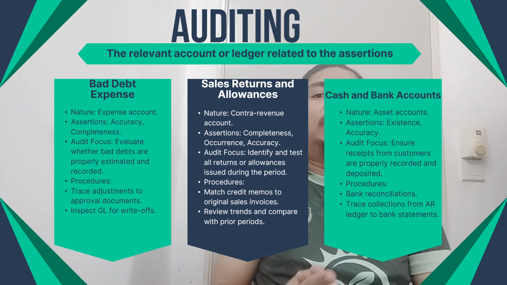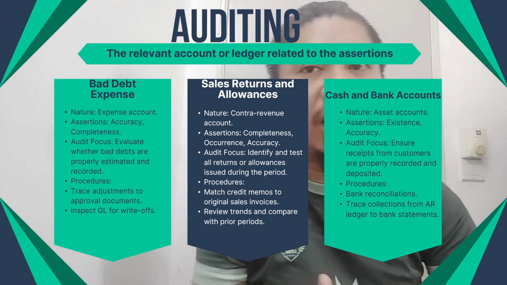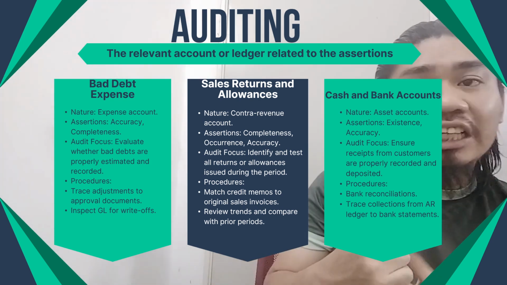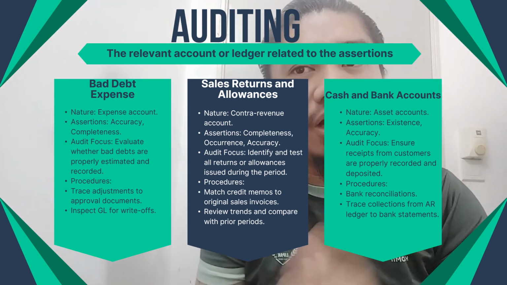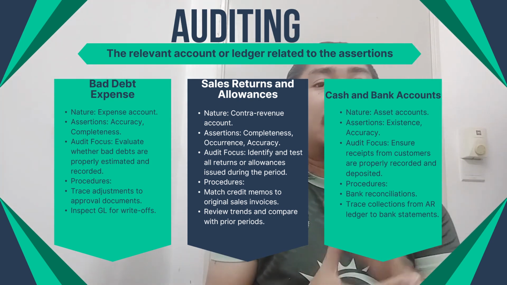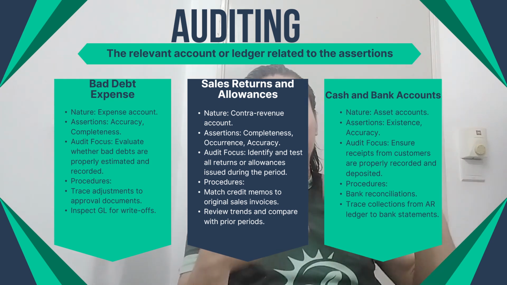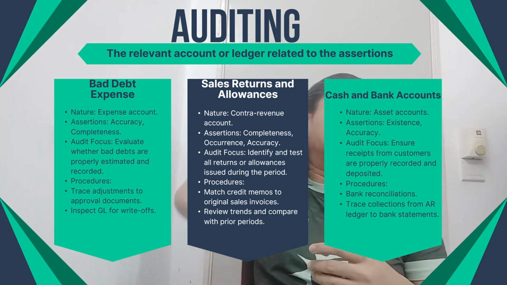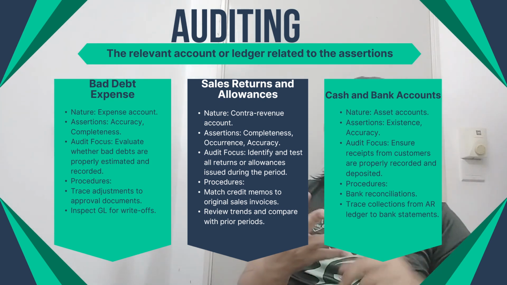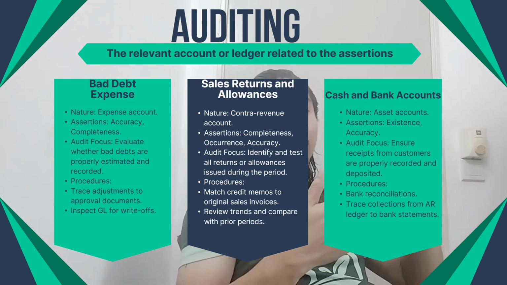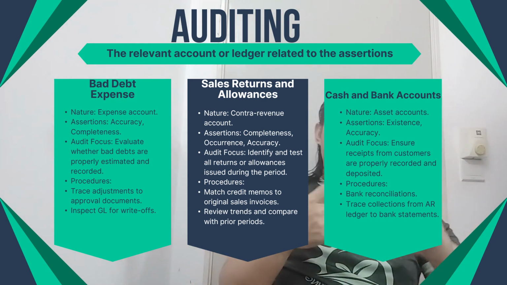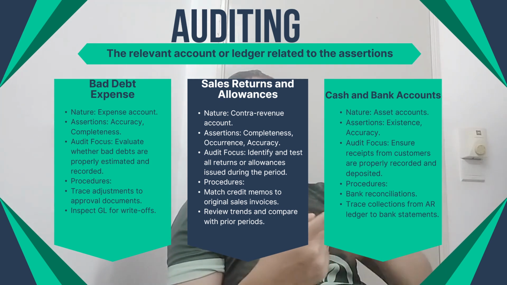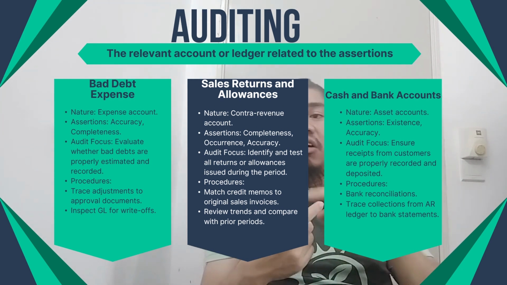Now let's continue discussing the remaining key accounts in the sales and collection cycle. Okay. Next is sales returns and allowances. Sales return allowance is a contra revenue account reflecting customers returning goods and deducting from their sales. Okay. Usually key assertions related to this are completeness, accuracy, and also classification. In order to test this, usually we match the credit memos to the original sales invoices to confirm that returns are properly linked to the correct sales transactions.